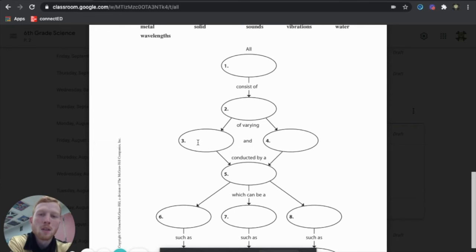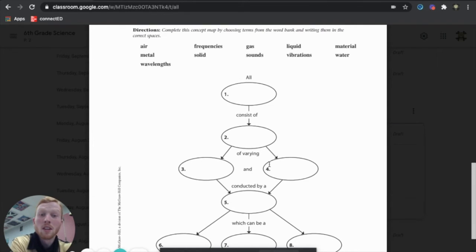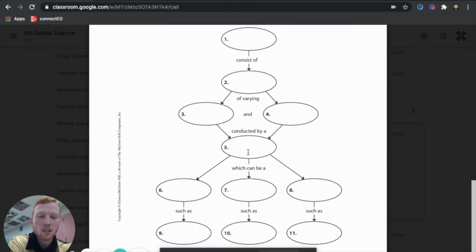Remember, wavelengths is the length between the crests or the troughs, and frequency is how many waves travel by in one given second. Remember, frequency is calculated in hertz, a capital H, lowercase z. So once again, all sounds consist of vibrations of varying wavelengths and frequencies conducted by a material. 5 is material, which can be, and these can be in any order, but go ahead and put these in this order: solid, liquid, gas. So 6 solid, 7 liquid, 8 gas. Okay, because those are all forms of material.